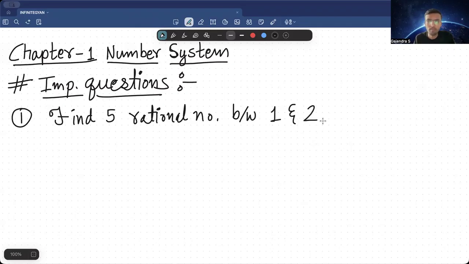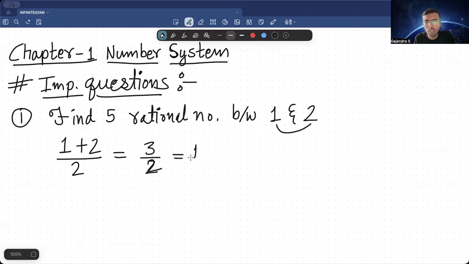So what will you be doing? If you have to find only one rational number, it is pretty easy, right? You just add 1 plus 2 and divide by 2, and you get the middle number, which is 3 by 2, which can be written as 1.5. So 3 by 2 is a rational number between 1 and 2. That's how you find just one number.